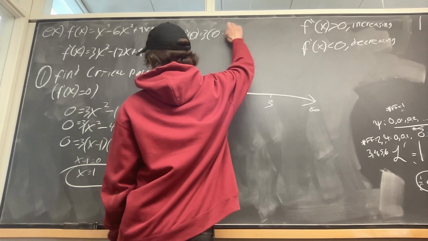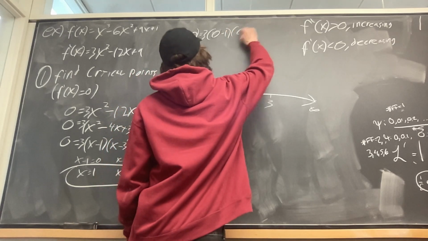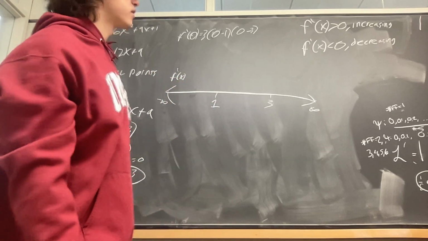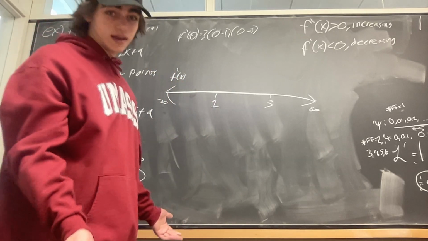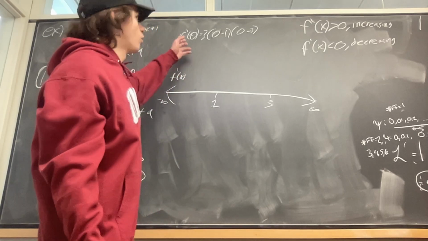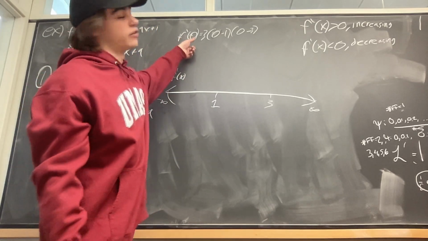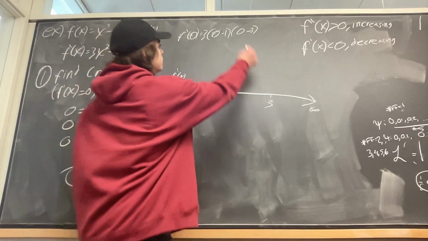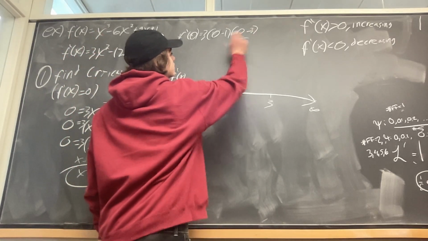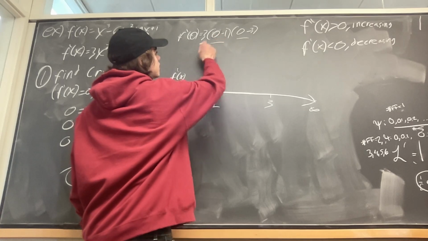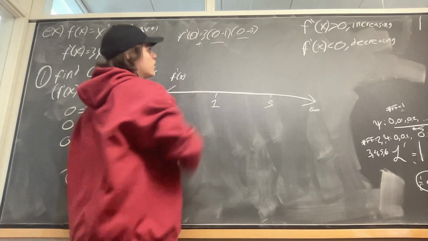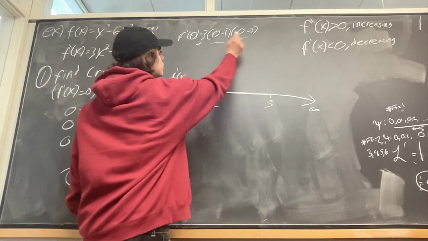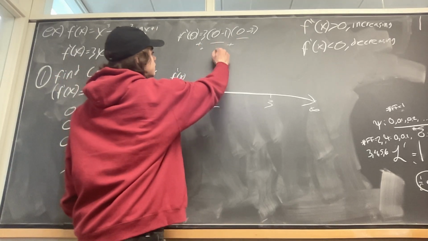0 minus 1 times 0 minus 3. So we could solve that numerically. It's pretty easy to, but I'm lazy and we don't need the actual y value as a result of f prime of 0. We just need to know the sign of it. So I'm going to do this the lazy way and say that 0 minus 3, that's negative. 0 minus 1, that's also negative. 3, that's positive. All those are multiplied together. Negative times a negative is a positive, and positive times a positive is a positive.